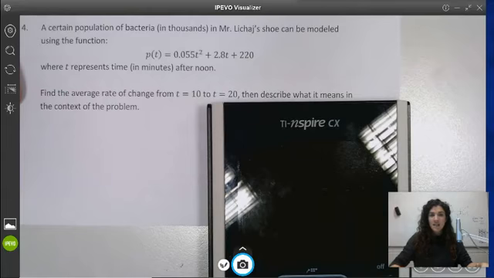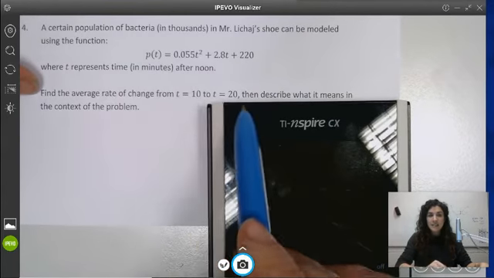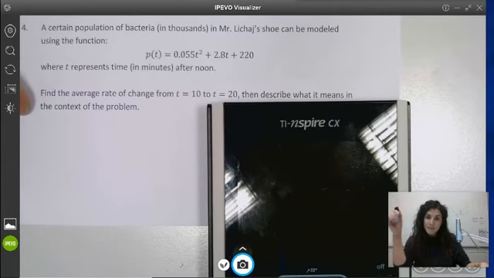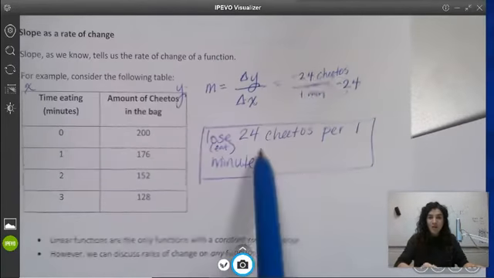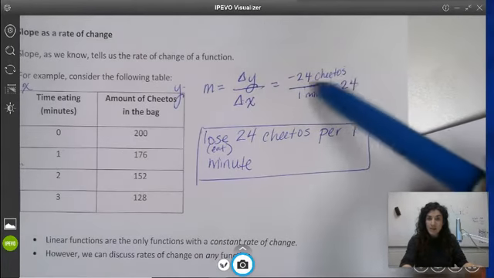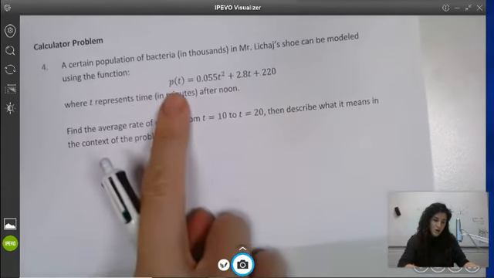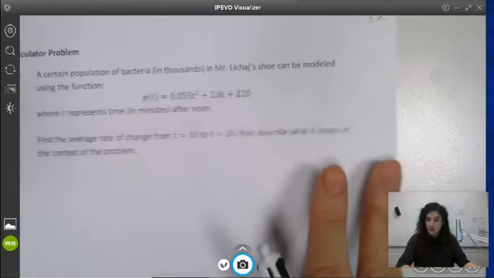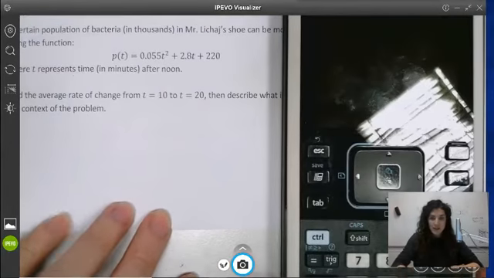And then it says, find the average rate of change for t equals 10 to t equals 20, then describe what it means in the context of the problem. So this is where we're going to be practicing what does it mean to be an average rate of change for a word problem. What is the rate of change that we're talking about between the variables? What's happening with germs, bacteria, for Mr. Lehigh over time? Okay, so first I'm going to go ahead and graph this in my calculator.